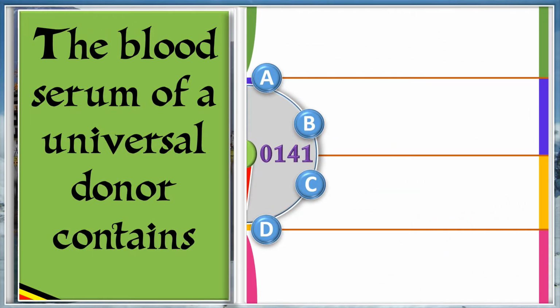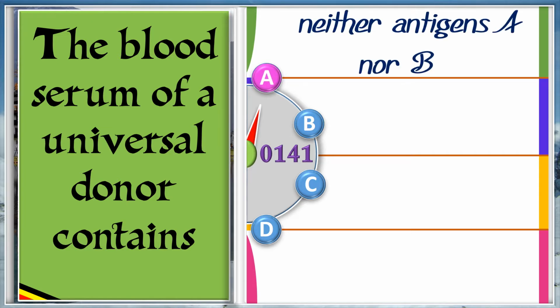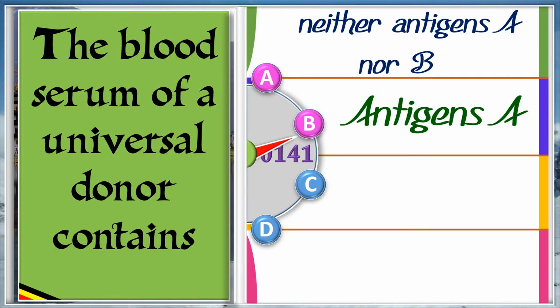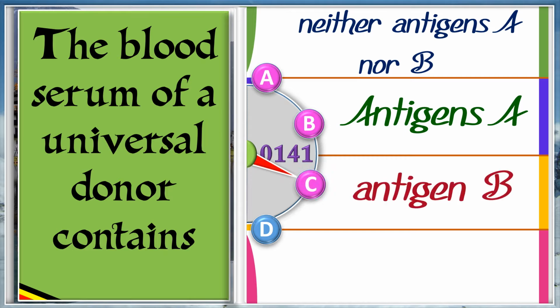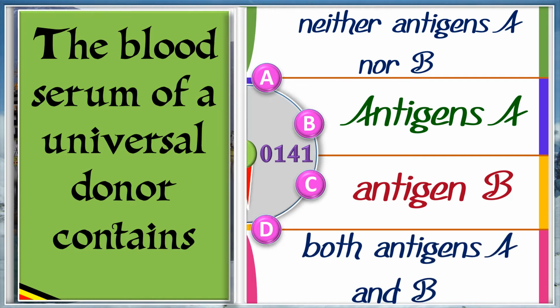The blood serum of a universal donor contains: A. Neither antigen A nor B. B. Antigen A. C. Antigen B. D. Both antigen A and B. And the answer is A. Neither antigen A nor B.